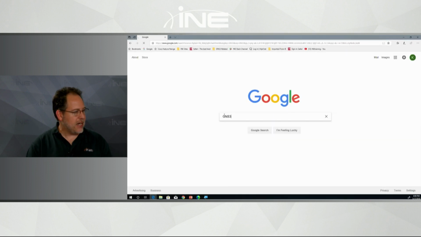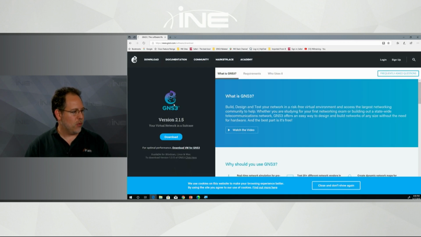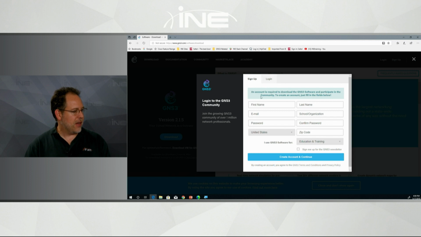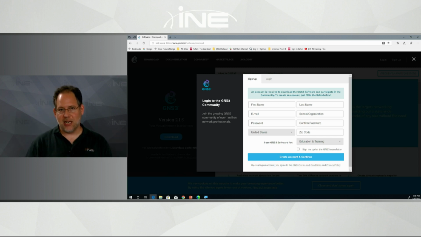And GNS3 is an emulator. So you can download this for free. Same thing, you have to create a user account on their website and then log in, then download it for free. But GNS3 is an emulator, which means that you have to somehow get a hold of real Cisco software and import it into GNS3. And then when you do that, you essentially have a router on your desktop.